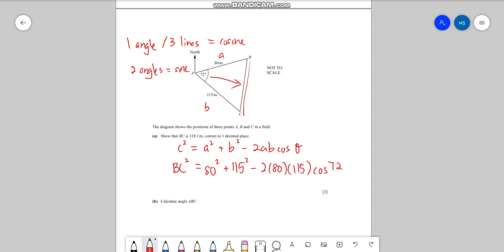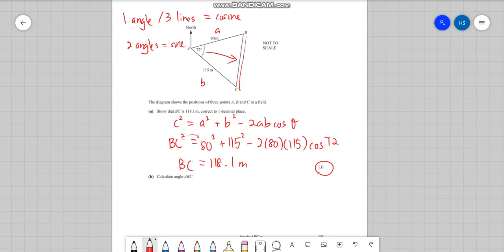Okay, so put in all these values into your calculator. And your final answer BC, you should get 118.1 meter. Don't forget to move your square to the other side. You need to square root your final answer in order to find the length BC. Okay, so that's how you get the 3 marks.